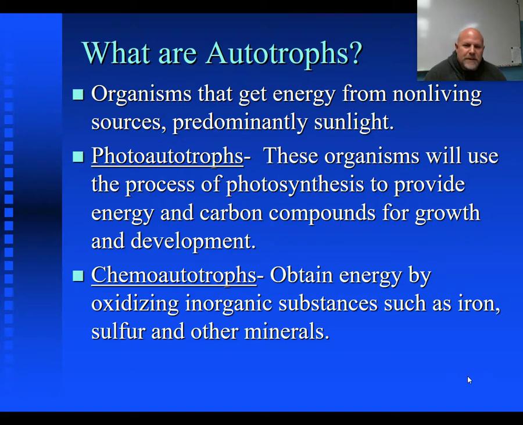Autotrophs are organisms that can create their own energy from inorganic sources, for example, sunlight or other chemicals in the environment. So photoautotrophs are going to use light to convert light energy basically into chemical energy, into sugars. And chemoautotrophs are going to use chemicals from the environment to make sugar.